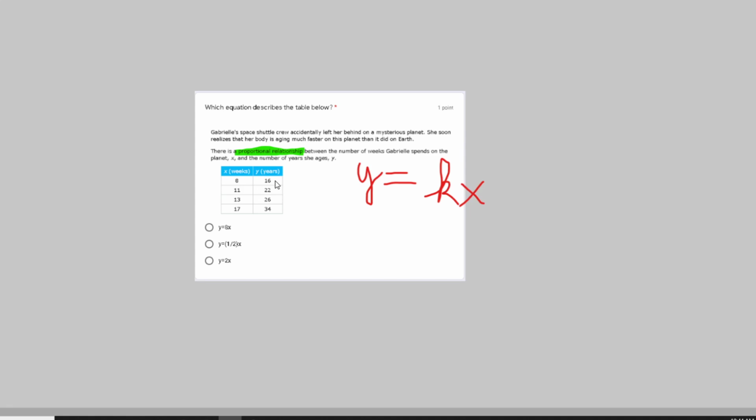So another way you can do these is you take whatever your y is and you divide by x. So the first row we have 16 divided by 8. That'll give you 2. If you do 22 divided by 11, that'll give you 2. You'll see for each row you pick, if you pick the next one, 26 divided by 13 would also be 2. So this means our k is 2. So our equation must be y is equal to 2x. We're multiplying whatever our x is by 2 to get y.